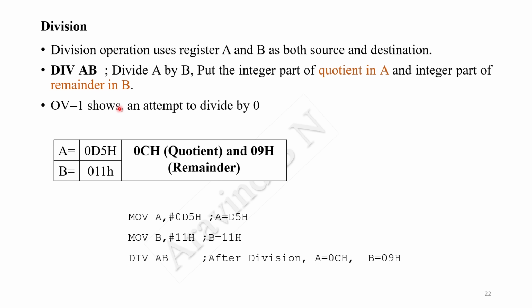In case of division, A is going to hold one value and B is going to hold the other value, and that is what is represented over here. In the division operation, A is going to hold the quotient value, and B is going to hold the remainder value.